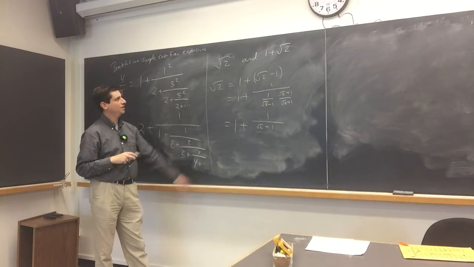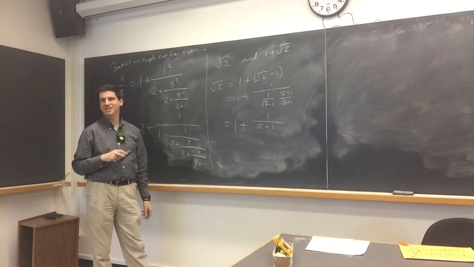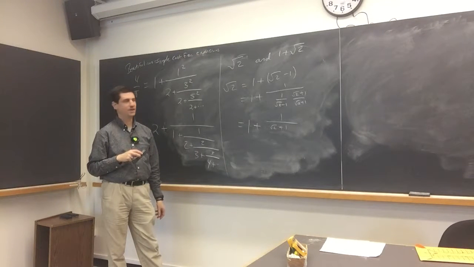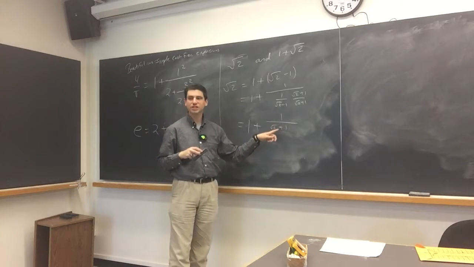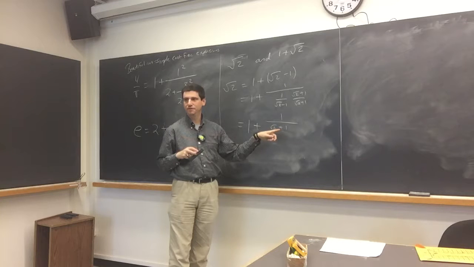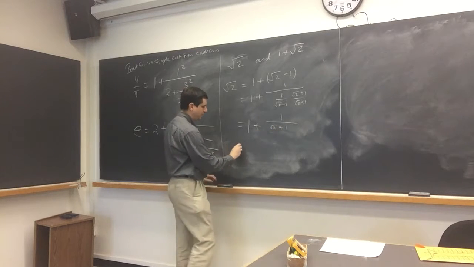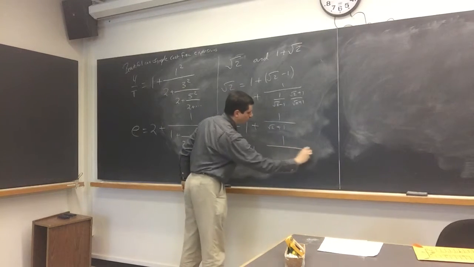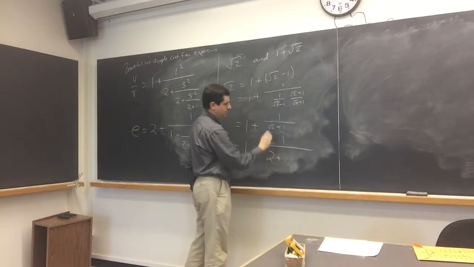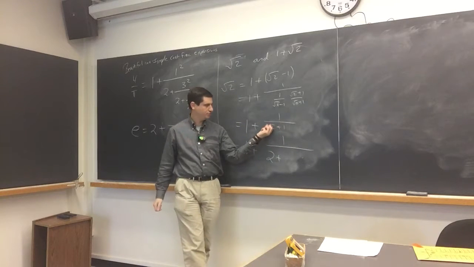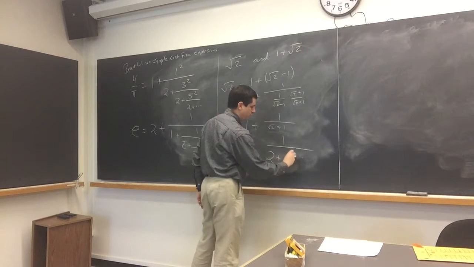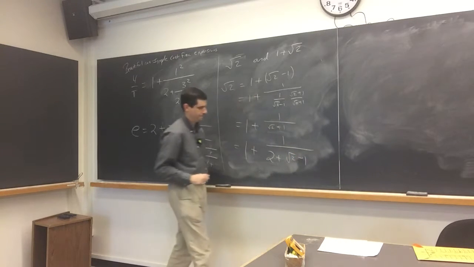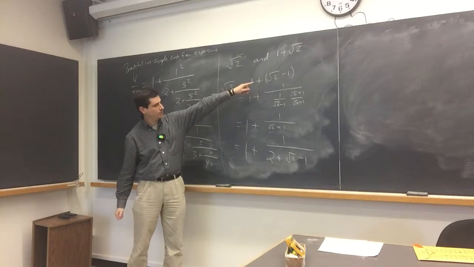And now you can see why 1 plus root 2 is better to look at than just the square root of 2. What's the greatest integer less than or equal to root 2 plus 1? 2. So this is the same as 1 plus 1 over 2 plus, now I need the fractional part of this, so that's root 2 plus 1 minus 2, which is root 2 minus 1. Oh, that's exactly what we had over here.